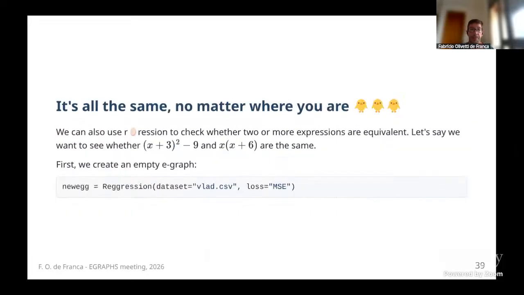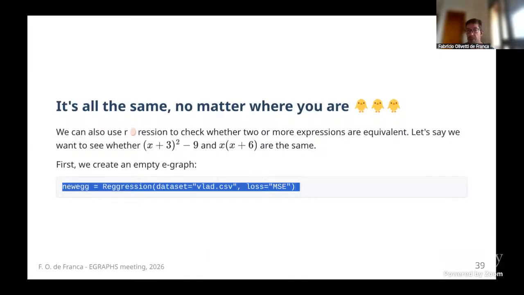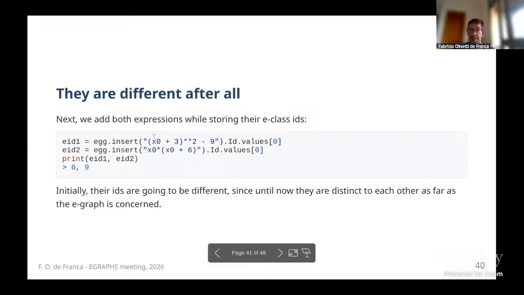Other things that we can do: we can load up the regression without any expression. So I just created an empty eGraph, and then I can insert different expressions into the eGraph. Okay, so I inserted this one here, (x plus 3) squared minus 9, and x times (x plus 6). They are the same, they are equivalent, right? But initially they have e-class ID of 6 and e-class ID of 9.